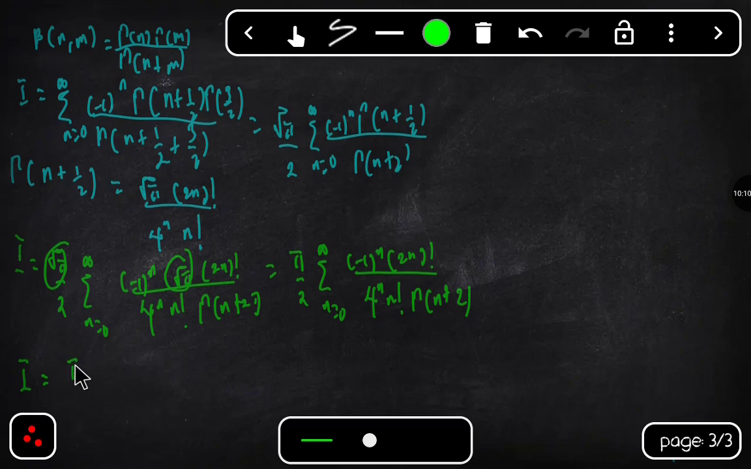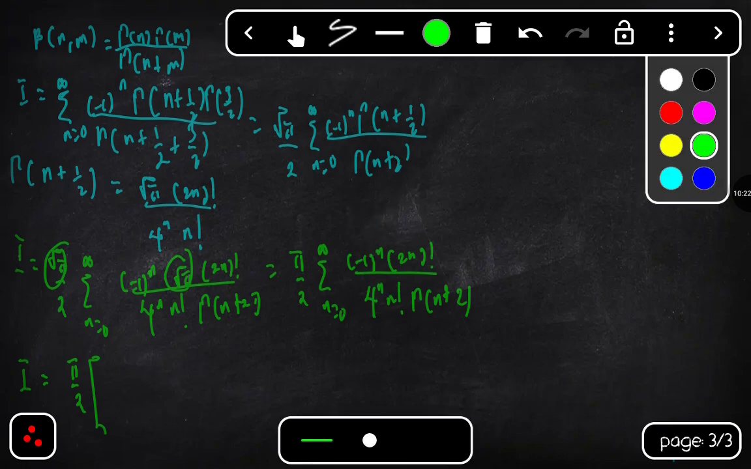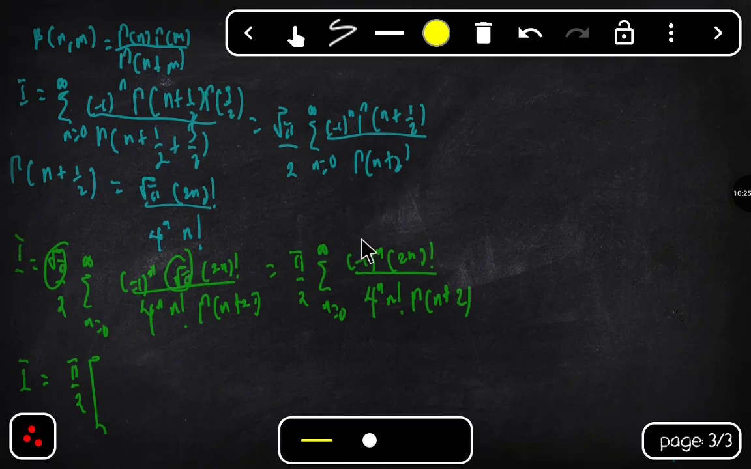So we have I is equal to pi over 2 then into brackets. So now if you substitute n to be 0, (-1)^0 will give us 1. Okay, 2 times 0 will give us 0, so 0 factorial will give us 1. 4^0 will give us 1. 0 factorial will give us 1. 0 plus 2 will give us 2, so gamma of 2. Remember that gamma of n is equal to (n - 1) factorial, okay? So you can now say gamma of 2 is equal to (2 - 1) factorial, which is also 1. Okay, so everything here, when you substitute n to be 0, you have 1.